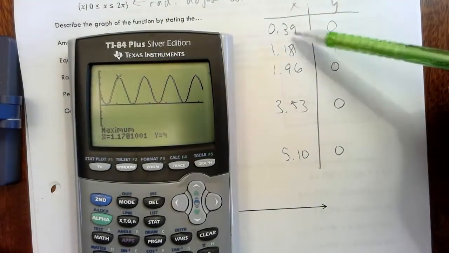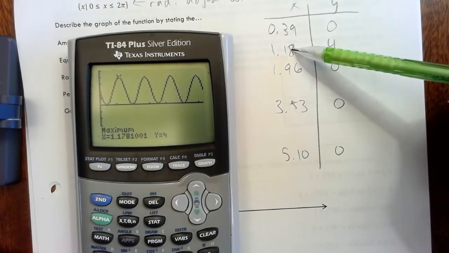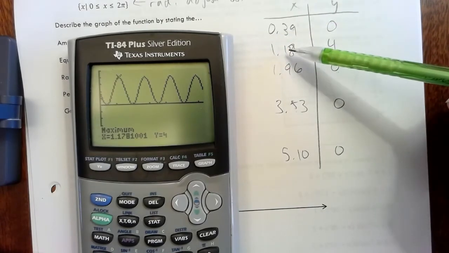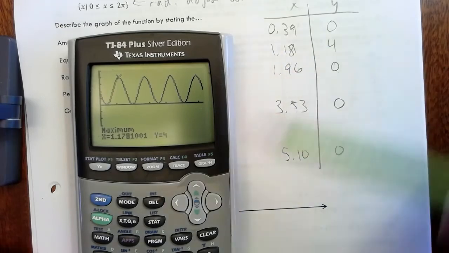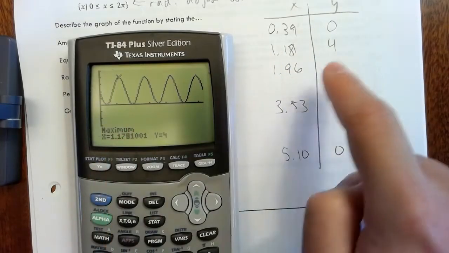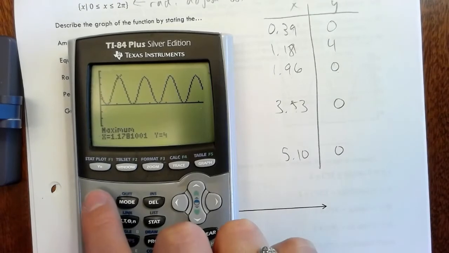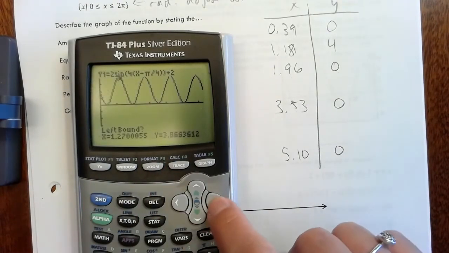And you'll notice here too, this step should be the same. So the difference between this and this should be the same. Difference between this and this should be the same. I'm going to use my calculator to find another one, but then I'm going to just do the other ones by hand. So second trace, 4 to find maximum.